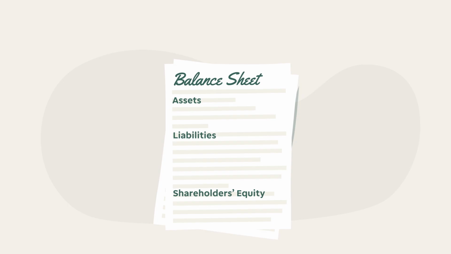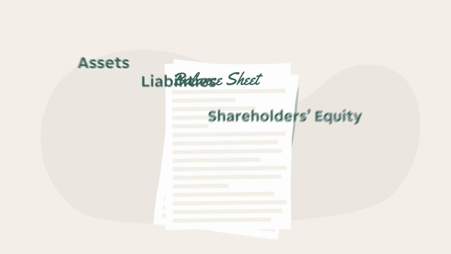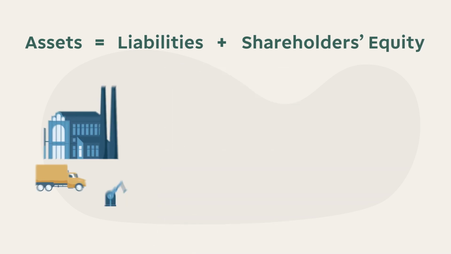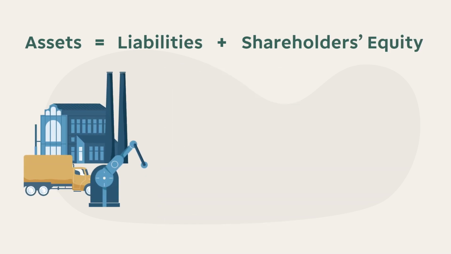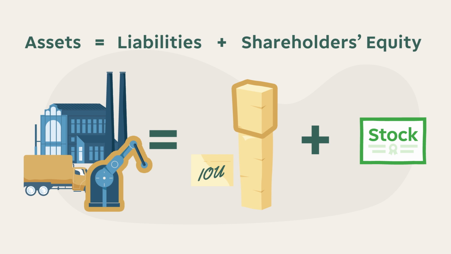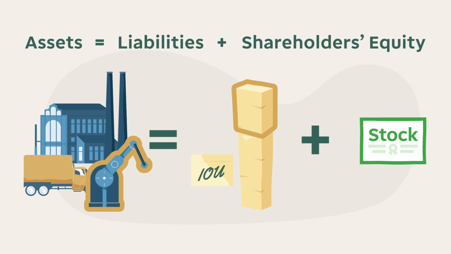The balance sheet is based on a simple equation: assets equals liabilities plus shareholders' equity. In other words, what does the company own, and what's the value of what it owns versus what it owes? Assets have a corresponding liability or equity item that shows how it was acquired in order to create balance in the statement, thus the name balance sheet.